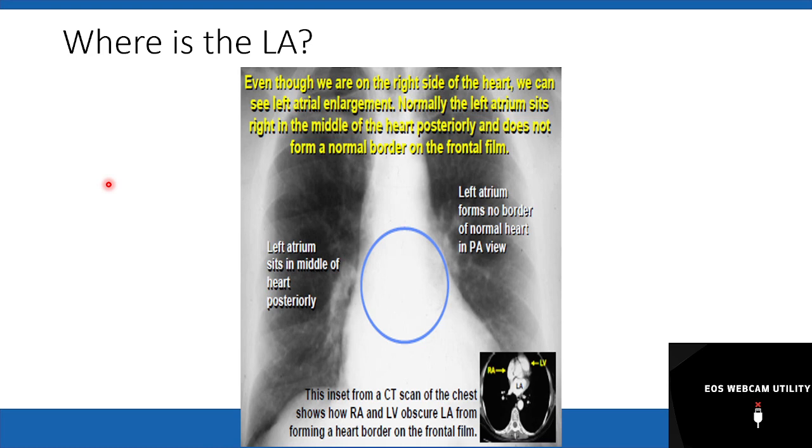The left atrium is not generally seen on a frontal X-ray unless it is enlarged. This is the area where the left atrium will be sitting, exactly behind in the PA view, as you can see in the CT coronal section. We can see the left atrium to be the posterior most structure, close to the vertebral spine. If it is enlarging, it will enlarge superiorly and posteriorly. That is how the LA enlarges. Only when it's very big does it come to the right side.